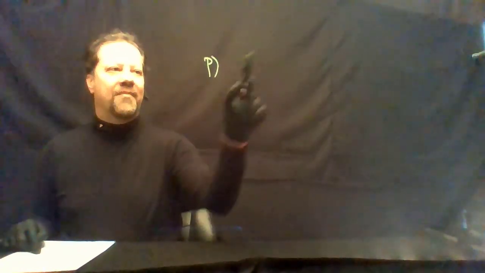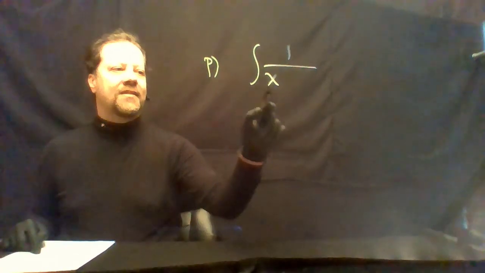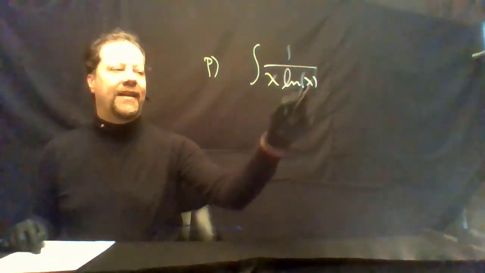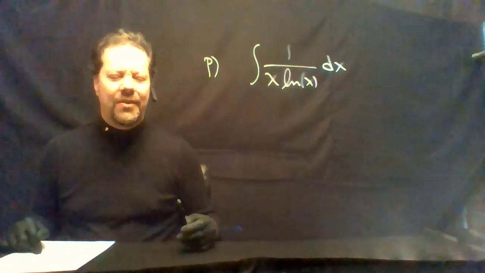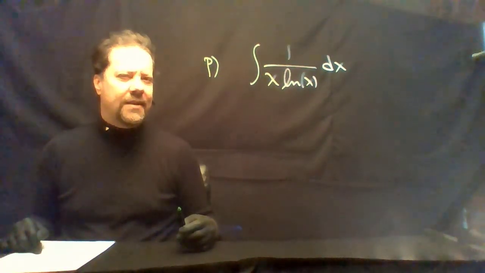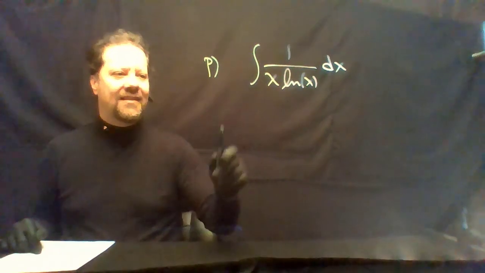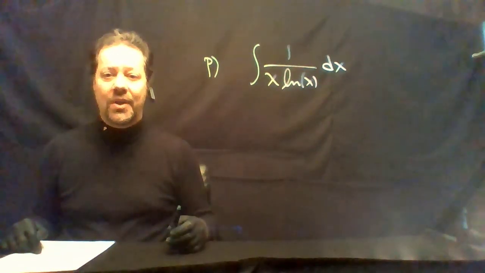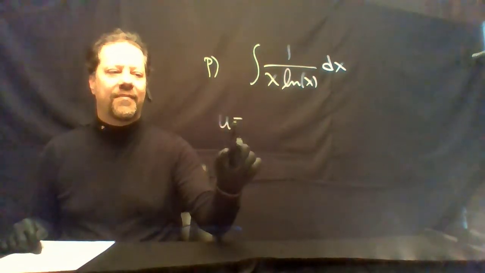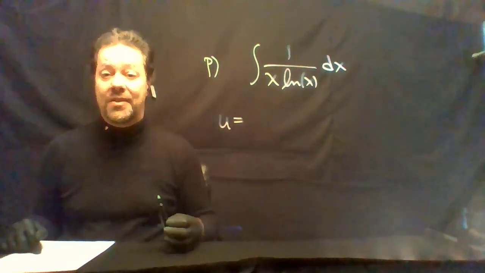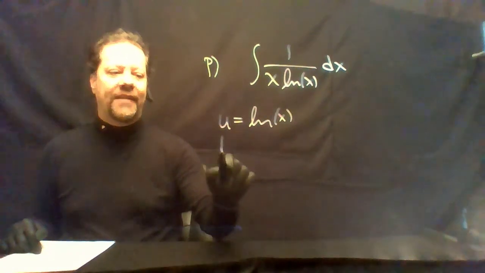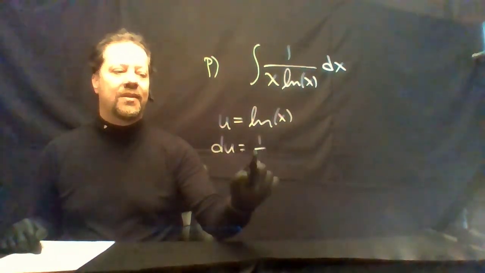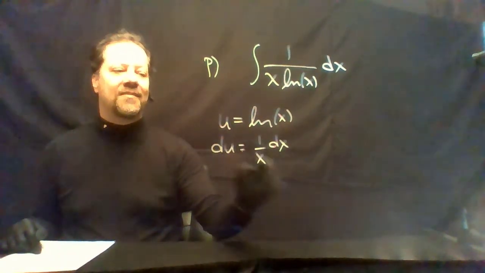On part P, I give you the integral of 1 over x natural log of x dx. You see the derivative of something more or less lying around. That means we need to use a u substitution. U is the thing that has its derivative lying around. In this case, the natural log of x, so that du is 1 over x dx.